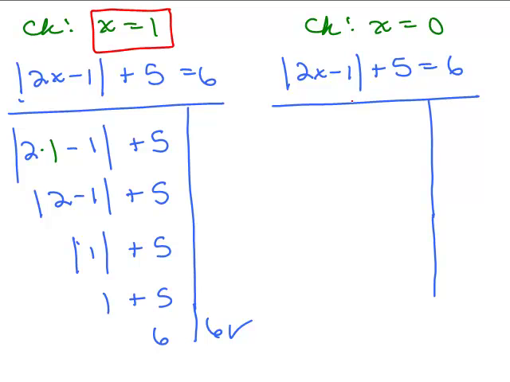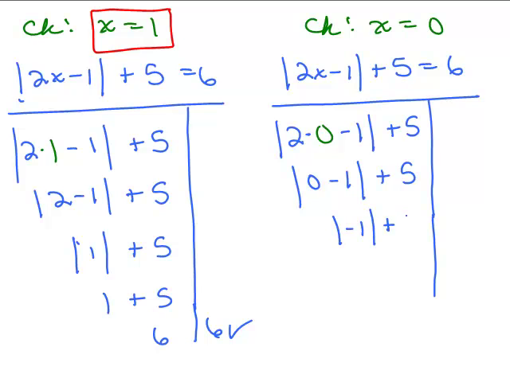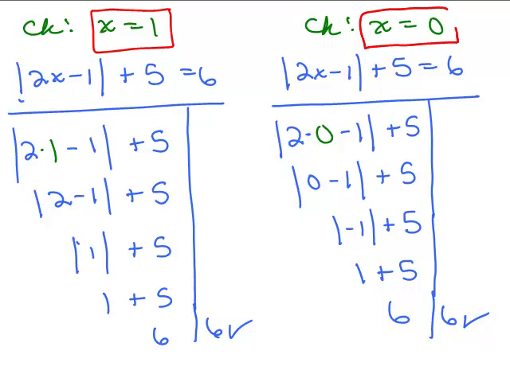Now we're going to do the same thing by plugging in 0 for x into the original problem. So we have 2 times 0 minus 1, plus 5. Again, we're going to keep simplifying inside the absolute value using the order of operations. 0 minus 1 is negative 1. So I end up with the absolute value of negative 1 plus 5. The absolute value of negative 1 is 1. 1 plus 5 is 6. So I've simplified the left-hand side of the equation. The right-hand side is already simplified. It's a 6. So that means x equals 0 is also a solution.